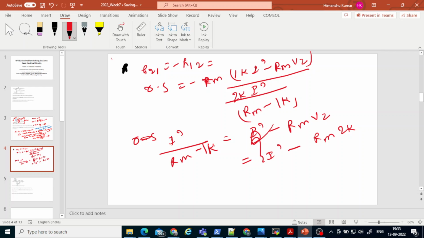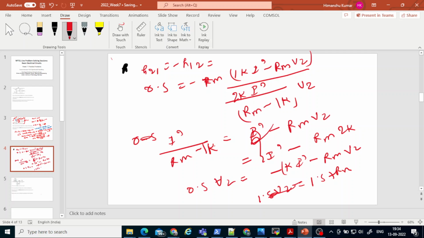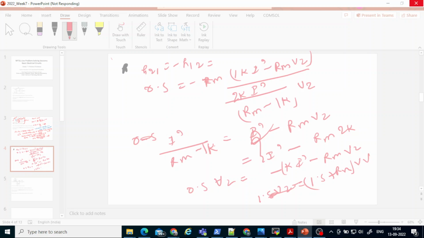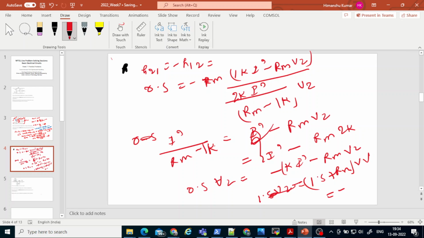Let's keep this as V2 only. So it will be equals to 0.5 times V2 equals to minus 1k times I dash minus Rm times V2. Now V2 we can take this side, so it will be equals to 1.5 plus Rm times V2 equals to minus 1k times I dash.